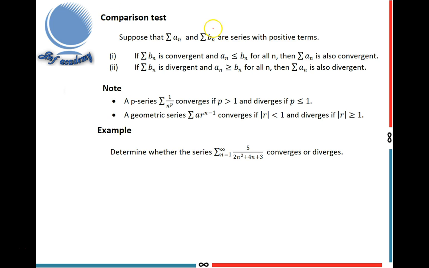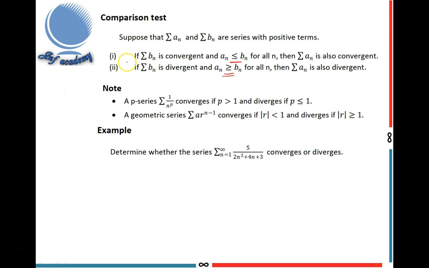First I explain some tests. The first test is the comparison test. Suppose sigma an and sigma bn are series with positive terms. If sigma bn is convergent and an is less than or equal to bn for all n, then sigma an is also convergent. The second condition is: if sigma bn is divergent and an is greater than or equal to bn for all n, then sigma an is also divergent.